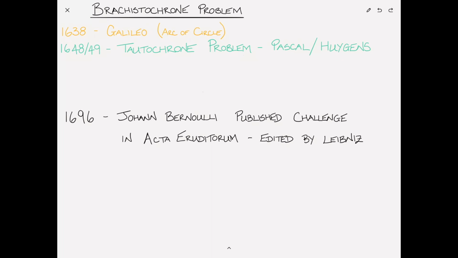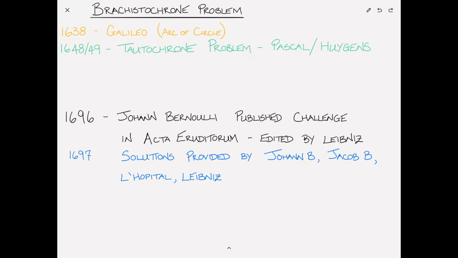This challenge was posed in about the middle of 1696, and 6 months later they had received 6 solutions. 5 of those solutions were from household names, I guess if your household is run by mathematicians. Solutions were provided by Johann Bernoulli, by his brother Jacob Bernoulli, by L'Hopital, who happened to be a PhD student of Johann Bernoulli's, Leibniz, and then of course they were successful in egging on Newton.